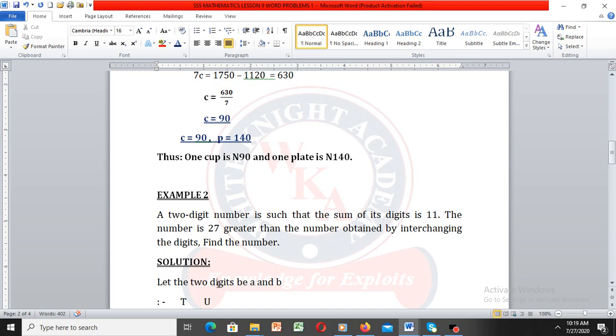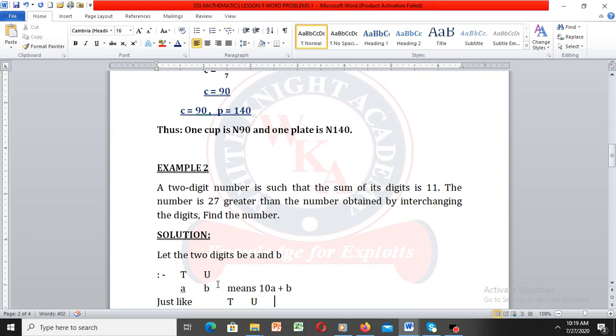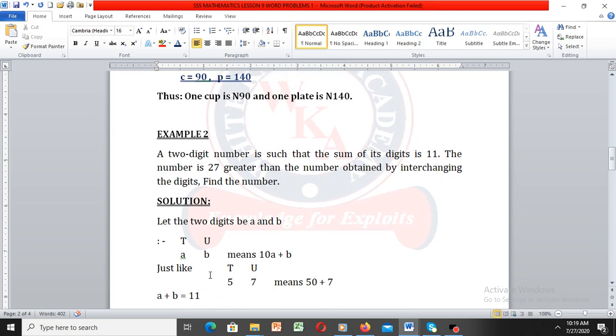Now let's see the solution for this. We assume that we represent the two-digit number as A and B. You could use X and Y if you want, or M and N. So we use A and B.